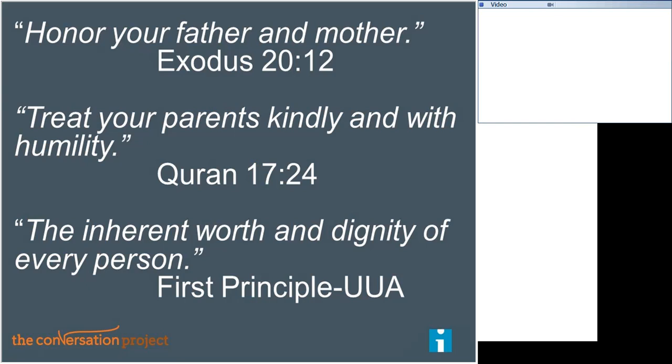So what are some of the texts or themes that could ground a sermon or be woven into a sermon about end-of-life care wishes, advanced care planning, and having conversations about these matters with friends and family and healthcare providers? Last week, we shared this slide in talking about ways that we integrate this topic. From all of our traditions, there are texts to be lifted up. And here are just a few that seem to jump right to mind for a lot of people. Honor your father and mother, from Exodus. From the Quran, treat your parents kindly and with humility. And the first principle of the Unitarian Universalist Association, we affirm the inherent worth and dignity of every person.